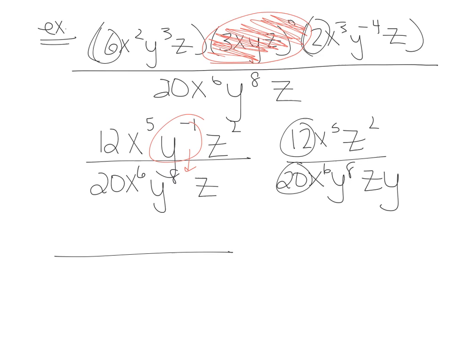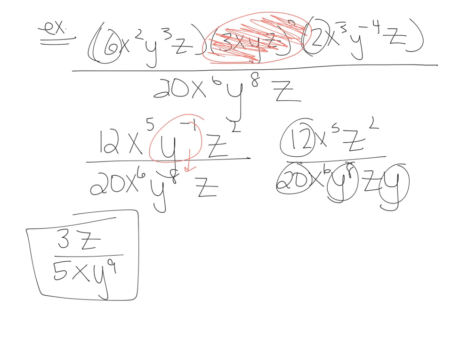12 over 20. 4 goes into both, or I can do math, enter, enter. I get 3 over 5. X ends up on the bottom with an exponent of 1. My y's are on the same side, so when they're on the same side, I add them. I get y to the 9th. And z ends up on the top with an exponent of 1, so I don't need to write it, but I can erase my fraction bar a little bit, and I'm done.